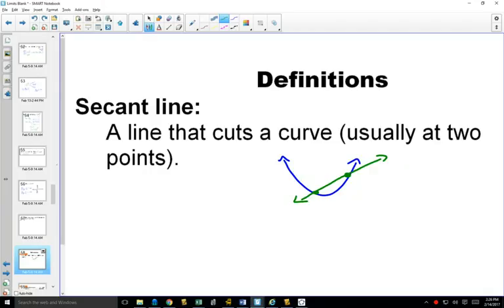Now it says usually at 2 points because the secant line might eventually cut through the graph again if it was an x cubed graph, but you would be talking about the secant line between 2 points. So take any 2 points on the graph and draw a line through them, that would be a secant. You may have had the definition of a secant for a circle. That's any line that cuts through 2 points of your circle.